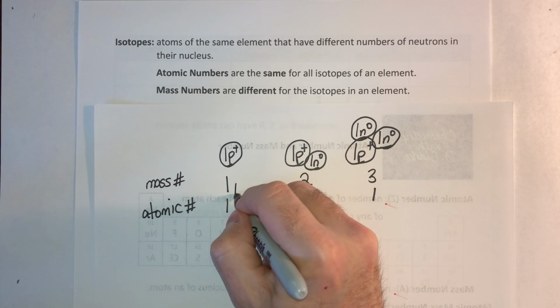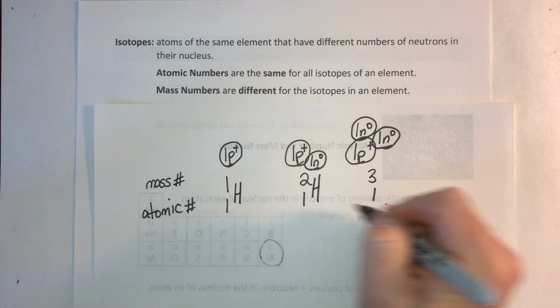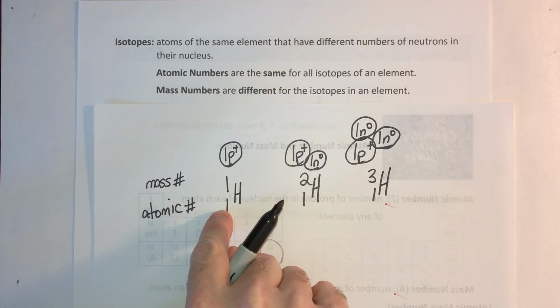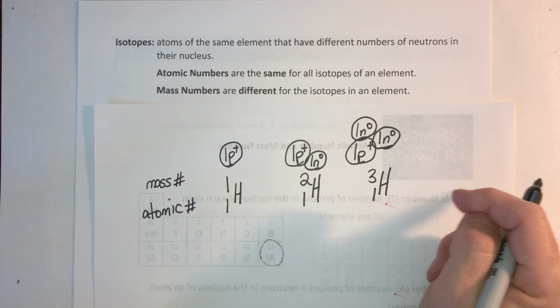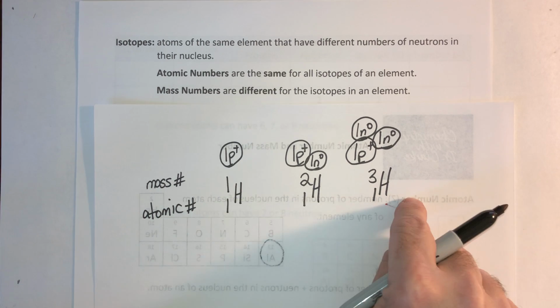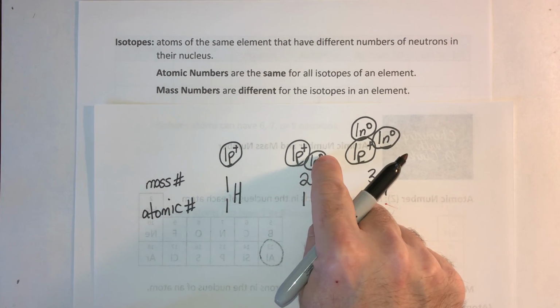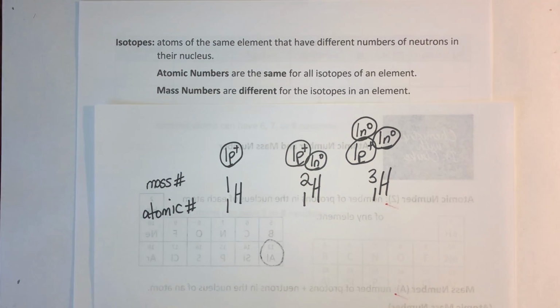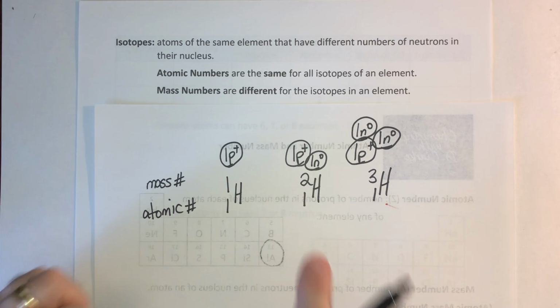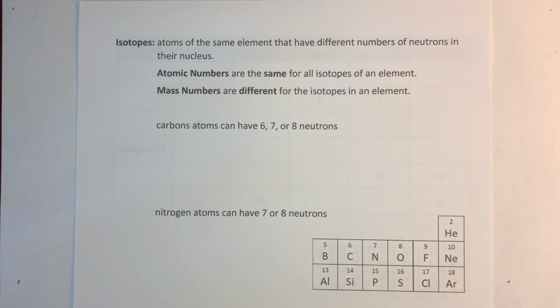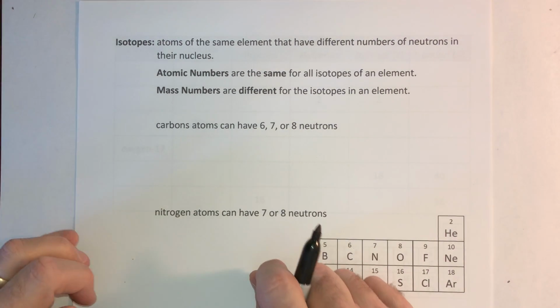Okay? This is a hydrogen, this is a hydrogen, and this is a hydrogen. Atomic numbers at the bottom, mass numbers at the top. This is like 3 different flavors of hydrogen. You can have hydrogen with 2 neutrons, hydrogen with 1 neutron, or hydrogen with none. And if you have more than one flavor of an element, we like to call those isotopes. Okay, isotopes. So I got a couple of examples here. Let's work our way through those.